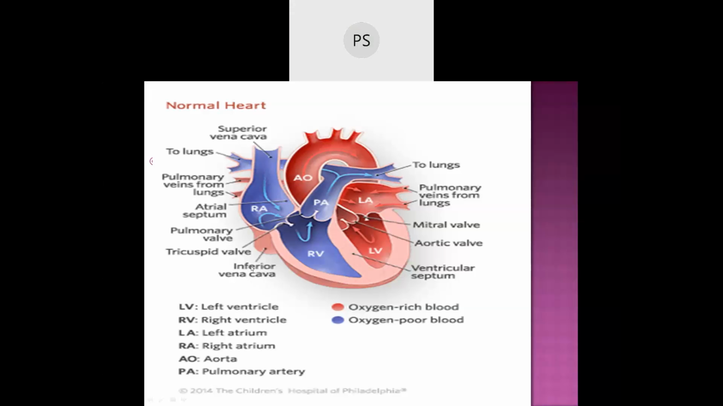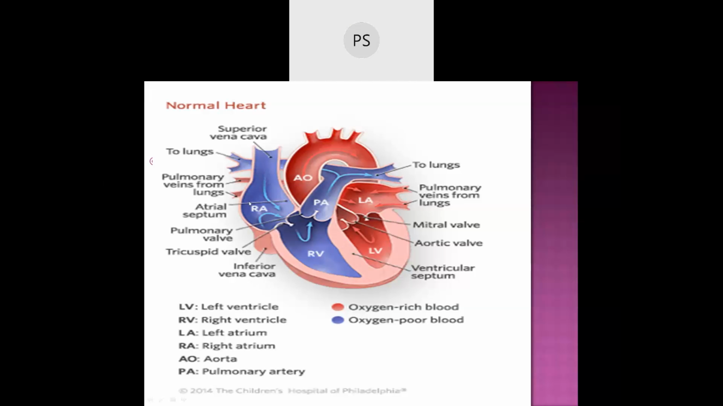When the door opens, it goes into the right ventricle, and then it goes up. As soon as it goes up, there is a door called the pulmonary valve. When the pulmonary valve opens, it goes to the pulmonary artery. The deoxygenated blood divides into two parts, the left and the right artery, and goes to the lungs.